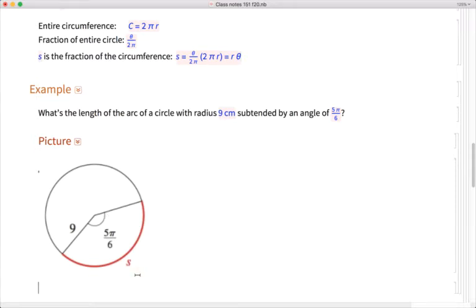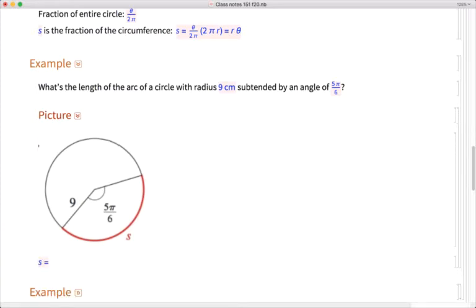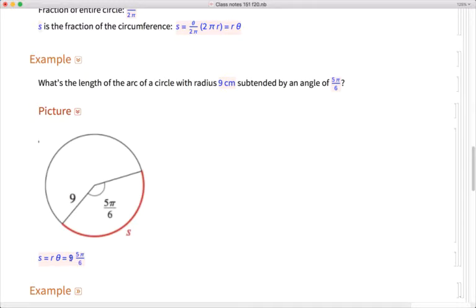Okay, it's scrolled off screen, but the formula that we're going to use here is simply this one. And our r is 9, and the angle is 5 pi over 6. Sorry, bad typesetting here. Okay, so I guess we could cancel a 3 out of this, this would be a 2 and a 3. So as a final answer, maybe 15 pi over 2.